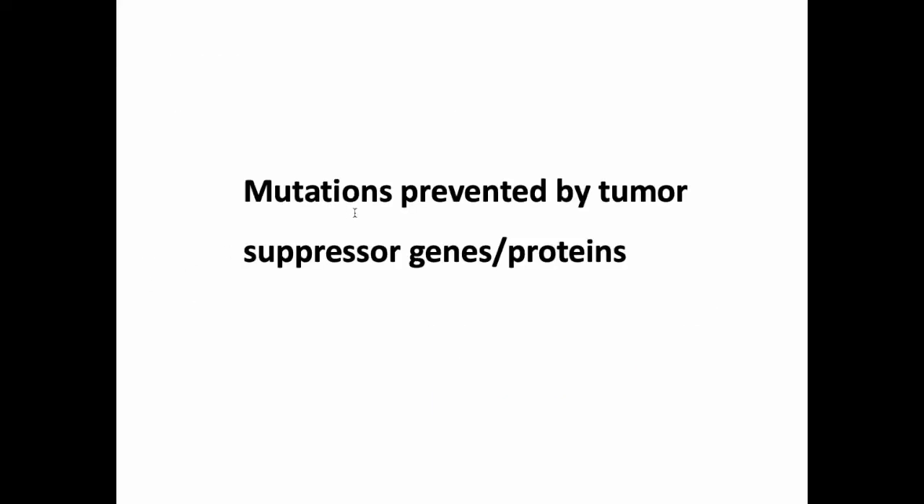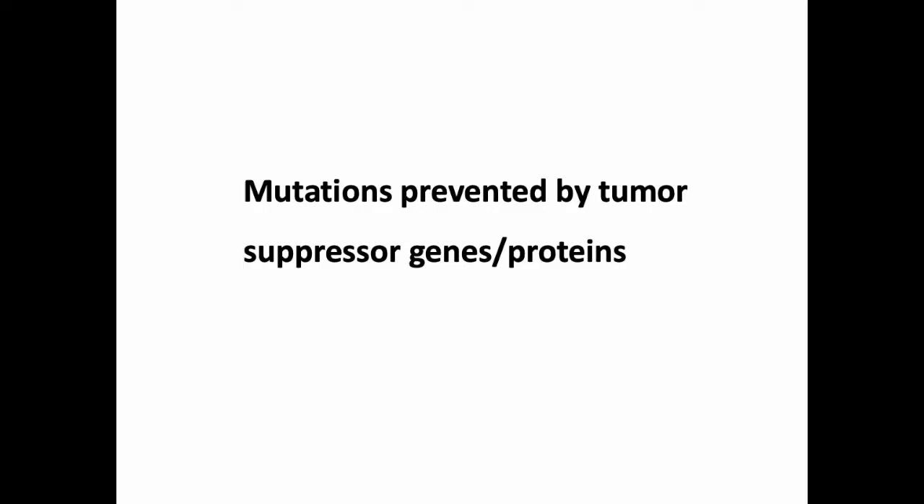And in fact, mutations are prevented by things called tumor suppressor proteins or tumor suppressor genes. Again, every protein has a gene. Every house has a blueprint. So there are tumor suppressor genes, which refers to the DNA that has the code for this. There are also tumor suppressor proteins. Those are the proteins that come from these genes. But either way, these are both used. Tumor suppressor genes and tumor suppressor proteins prevent mutations.